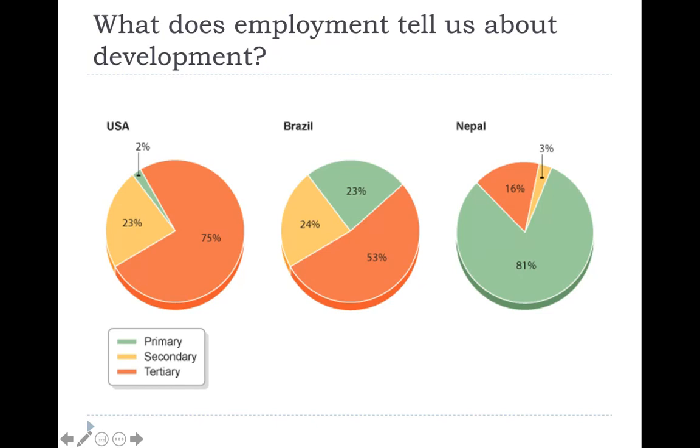Okay. So again, you can see the breakdown. The higher the level of tertiary sector activities, the higher the level of development. The higher the level of primary sector activities, the lower the level of development.